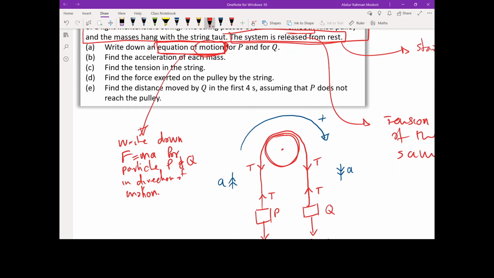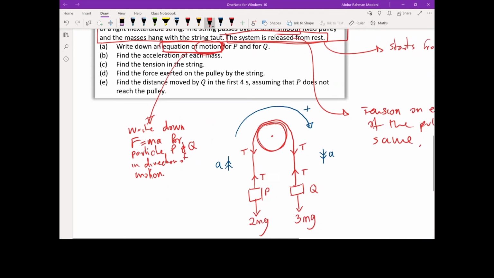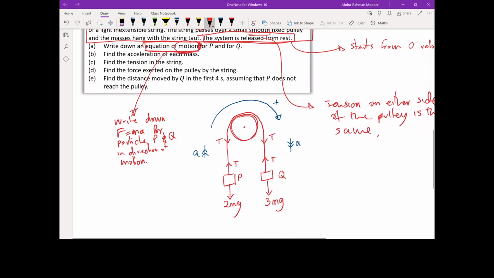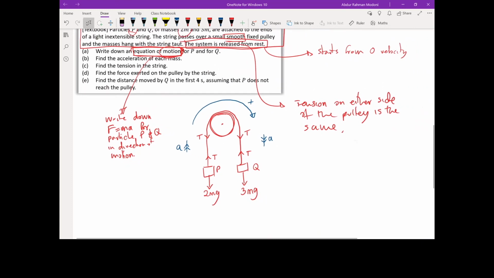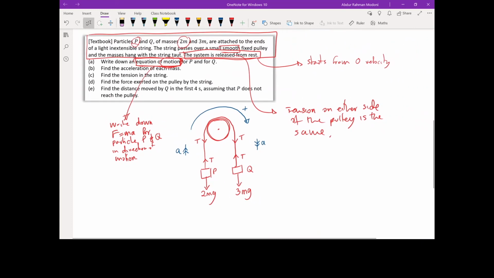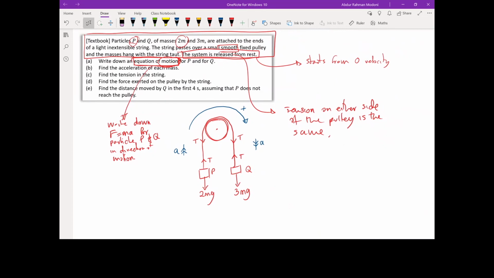Yes, you're going to get 2 equations. So here it said write down an equation of motion for P and for Q. It should have, maybe we'll correct their English, said write down the equations of motion. Here it's for both of them, so we're writing 2 equations. So you can tell it's a maths teacher who wrote down the question, right?